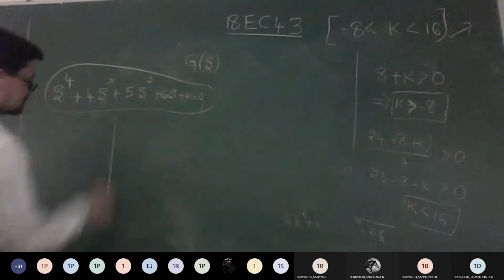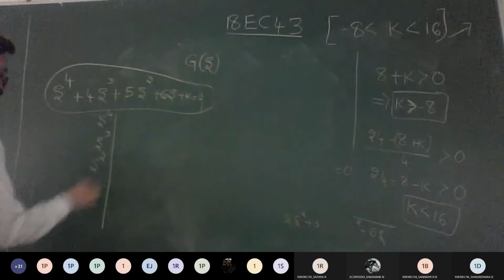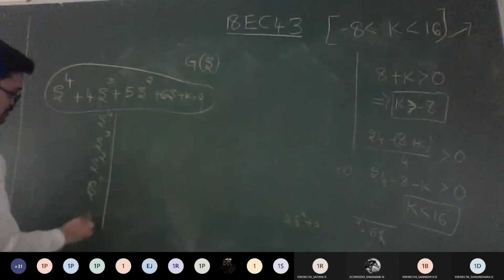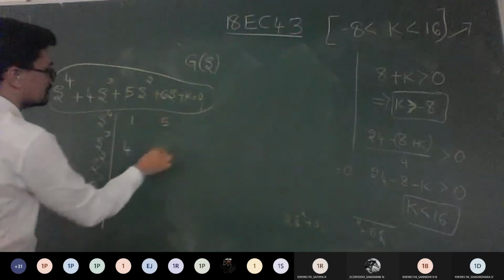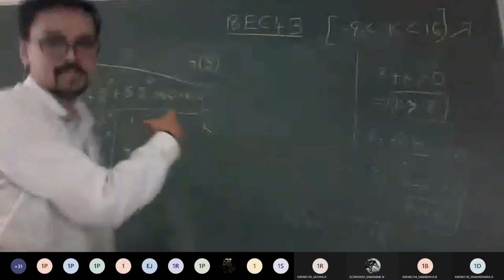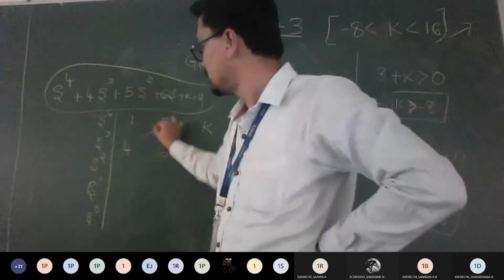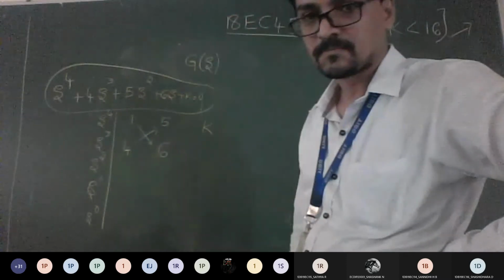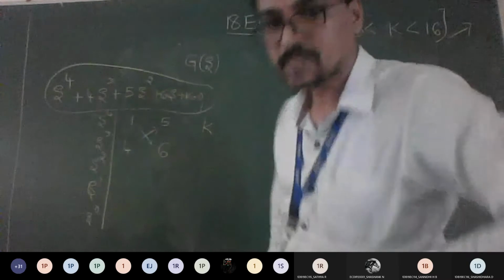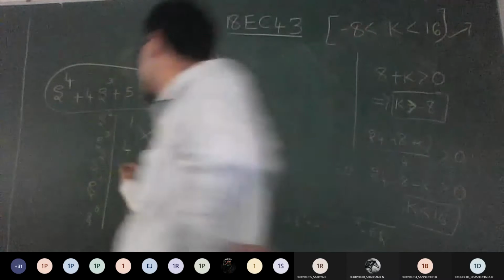What is the range? s power 4, s cube, s square, s power 1, s naught. The values are 1, 4, 5, 6 and k. Like the previous problem, there is no constant term here, it is only k. Correct? What is this answer? 4 into 5 minus 1 into 6 divided by 4. How much? 7/2, which is 3.5.